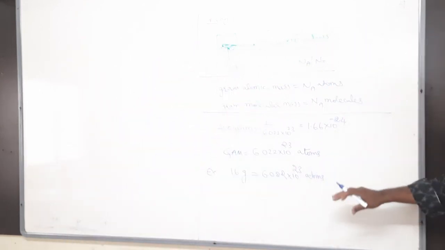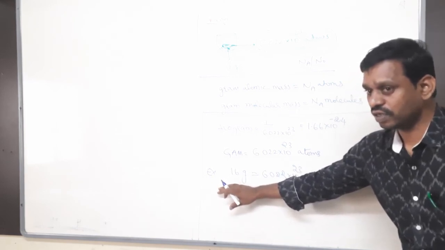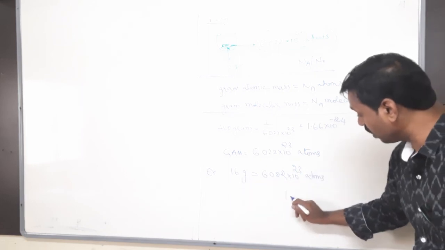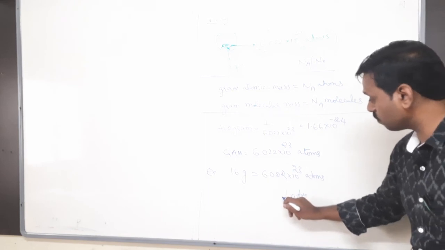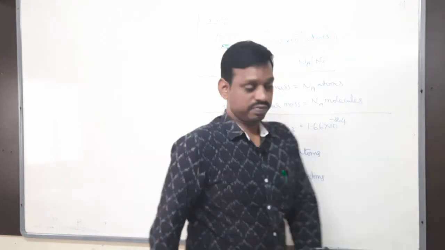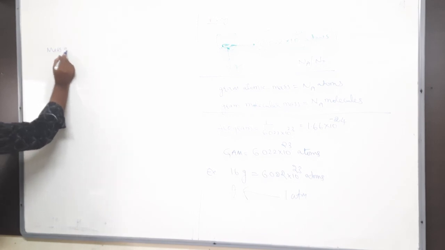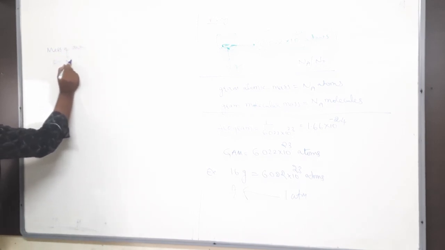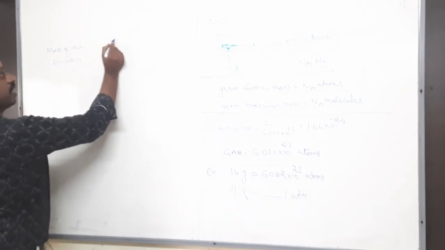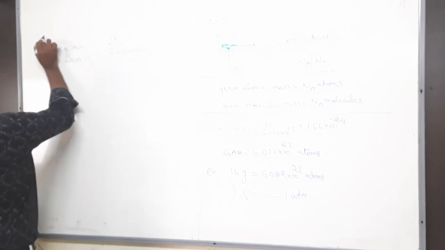So 16 grams of oxygen weighs this much. But can I say it like this: these many atoms of oxygen weigh this much. I want one atom. What is the mass of one oxygen atom? It means the mass of one oxygen atom is equal to 16 divided by 6.022 into 10 power 23.